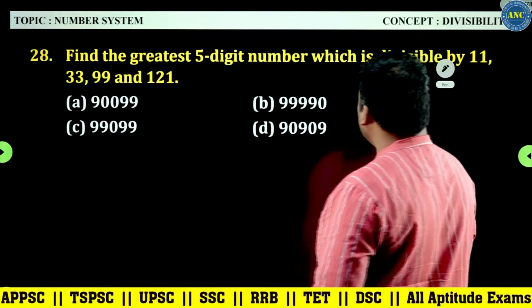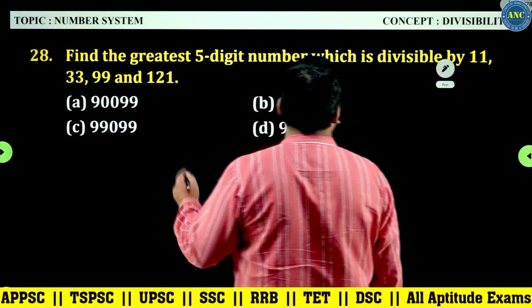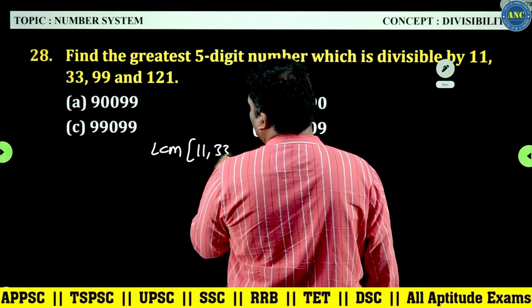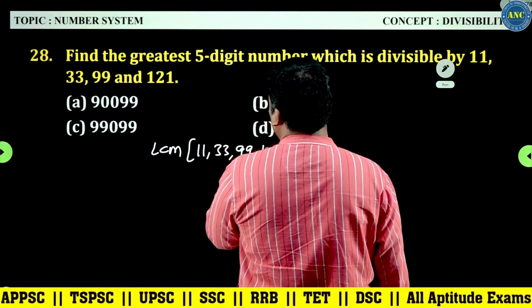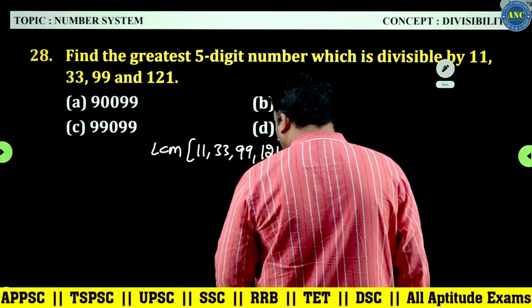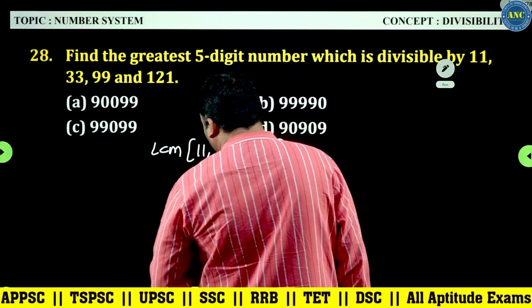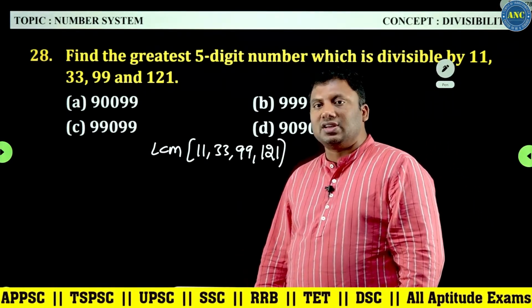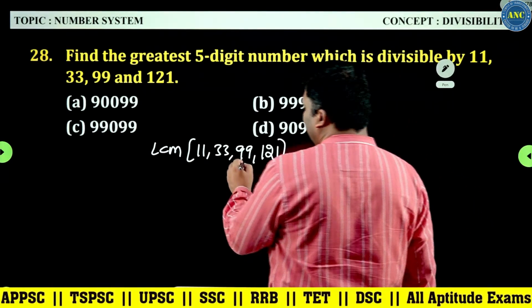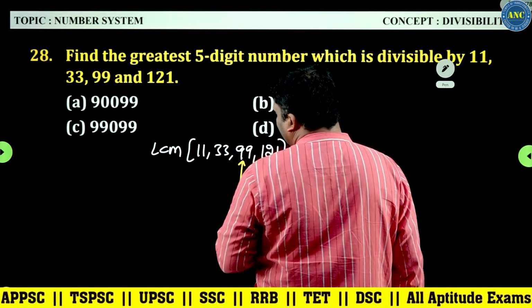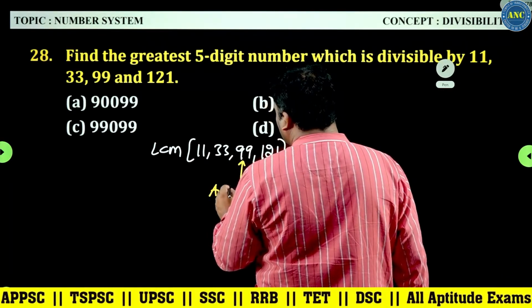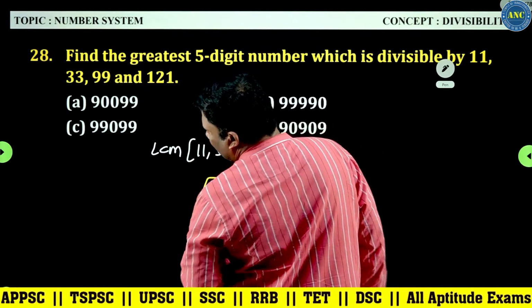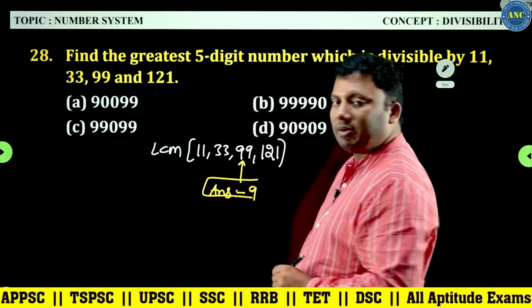Find the greatest 5-digit number which is divisible by 11, 33, 99, 121. What is the number that is divisible by all these numbers? The LCM. The digital sum should be 9. If it is 9, all the numbers are divisible by 9.